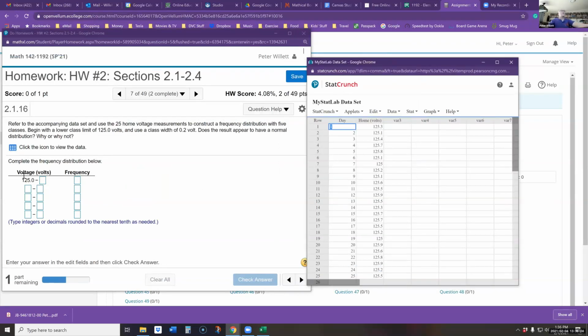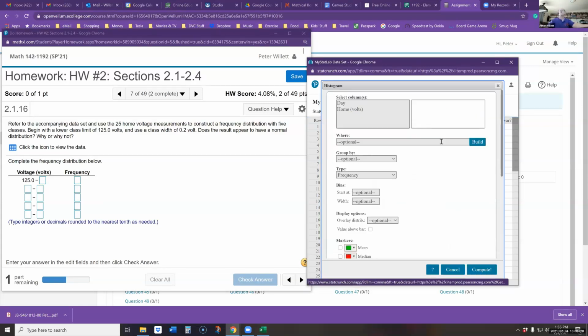In our case, the classes are about the volts and how many volt values are in each range, not the day. So the volts is where we want to do our histogram to come up with the values for this frequency table. So I would go to Graph, Histogram, select the volts. Now for the bins, we have a starting value of 125, and it looks like we're supposed to use a class width of 0.2.